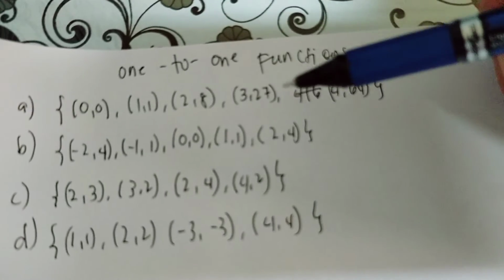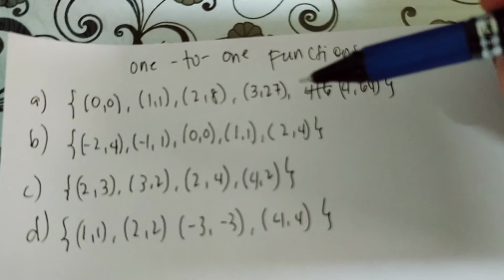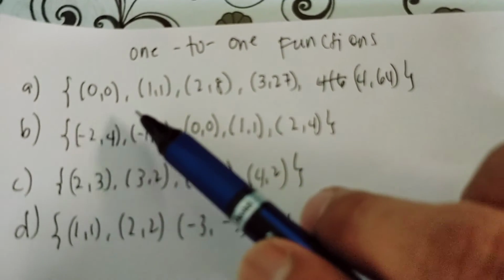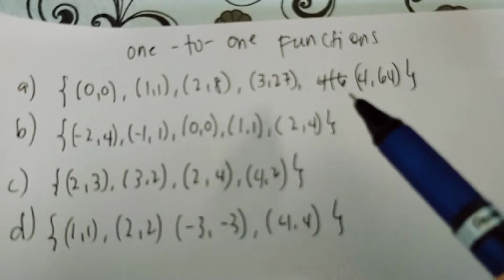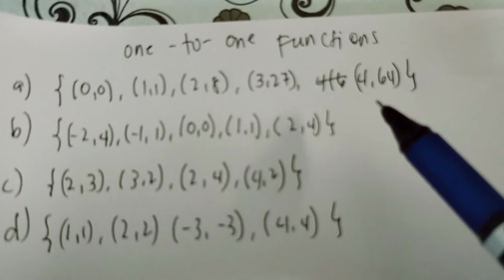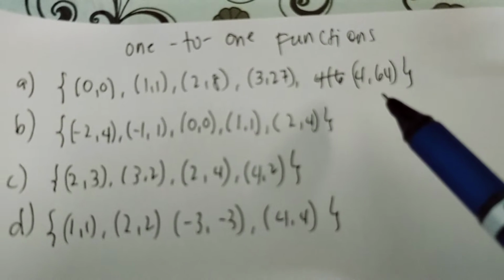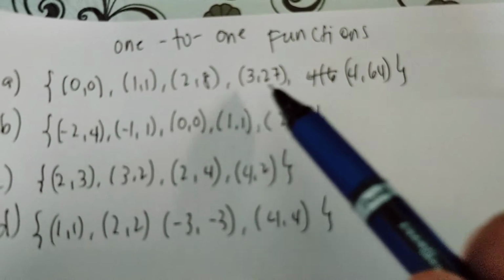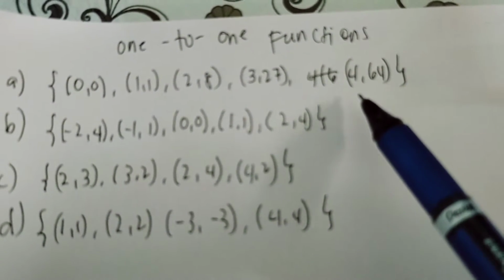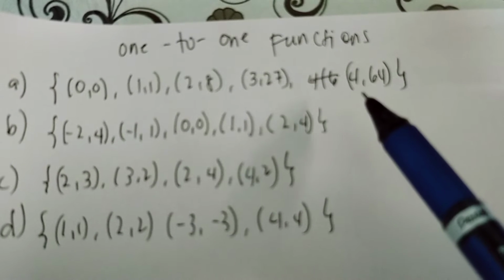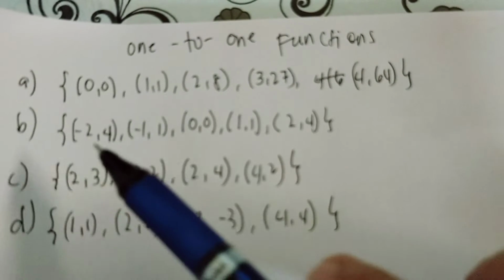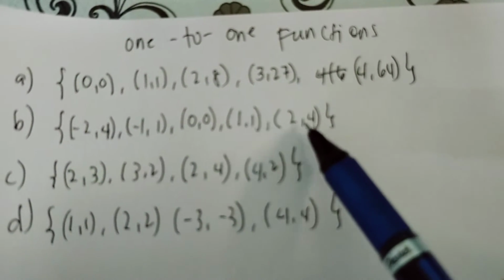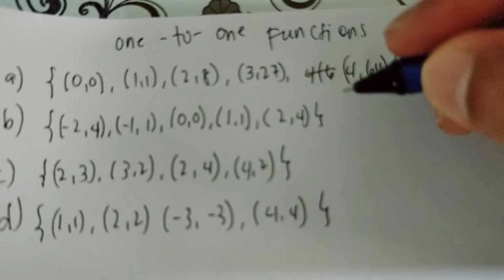Let us observe or differentiate the given four sets. In set A, we have 0, 0, 1, 1, 2, 8, 327, and 464. What have you noticed? Is this a function or not? Yes, checking the first element, 0, 1, 2, 3, 4. Those are the values of the domain. Walang naulit, so therefore, it is a function, no? And in letter B, negative 2, negative 1, 0, 1, and 2, wala ring naulit. This is also a function.